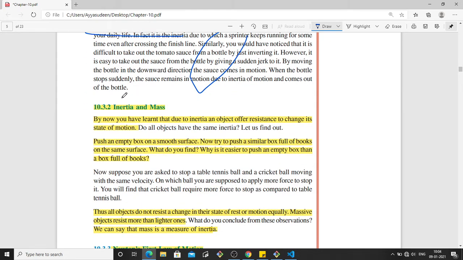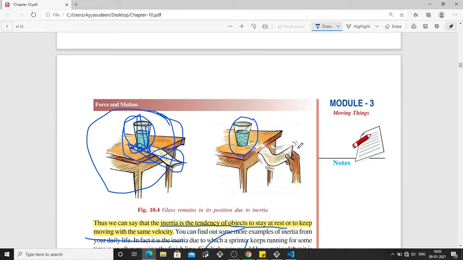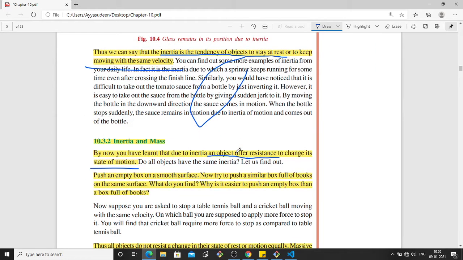The next one is inertia and mass. Now we have learned about inertia, that is, it offers some resistance, the tendency to be at rest. The object offers some resistance to change its state of motion. So if you pull the paper, the glass should move, but it has a tendency, it has some resistance that does not let it move along with the paper.